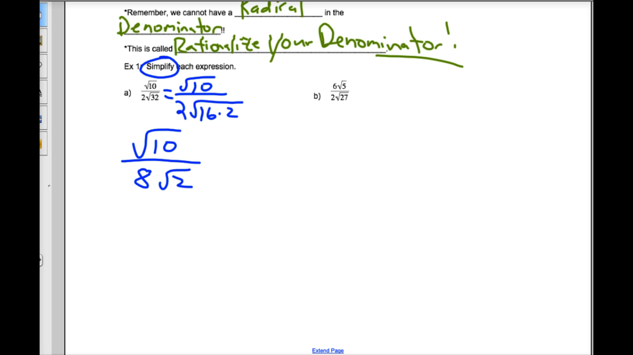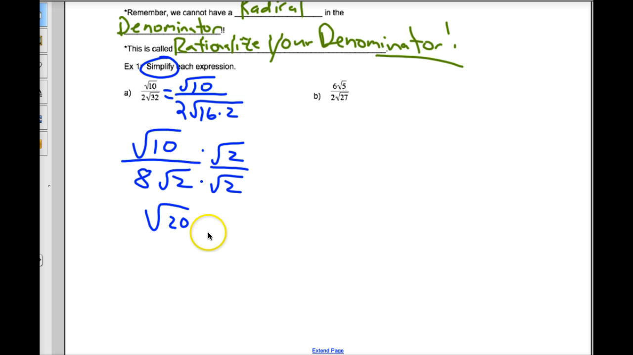What would you multiply top and bottom by to rationalize your denominator now? Radical 2. They want to do 8 radical 2, but why do it by the 8? All we need to do is the radical part. So let's multiply top and bottom by just the radical part, radical 2 over radical 2. You could do it by 8 radical 2, but all of a sudden you get something huge. You don't want that.